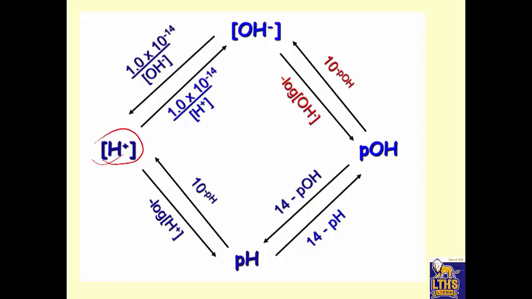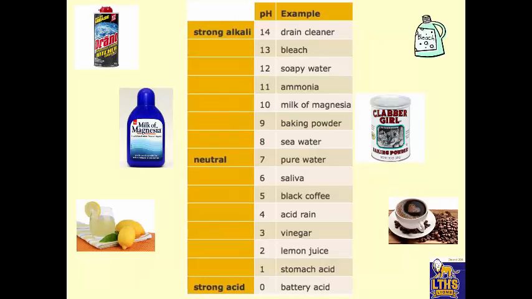So if I follow this arrow, it gives me the formula for calculating pH. So I have to take that number, plug it in there, and hit those buttons on the calculator. And boom, I get the pH. So what does this pH stuff mean?